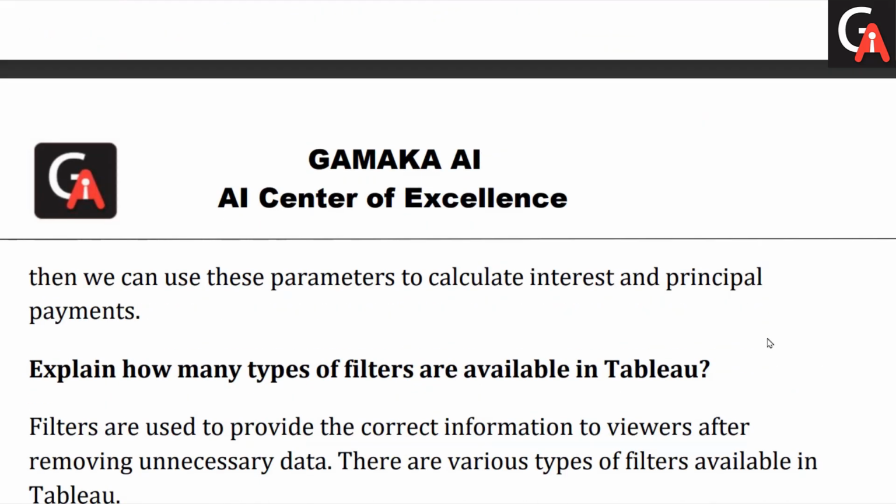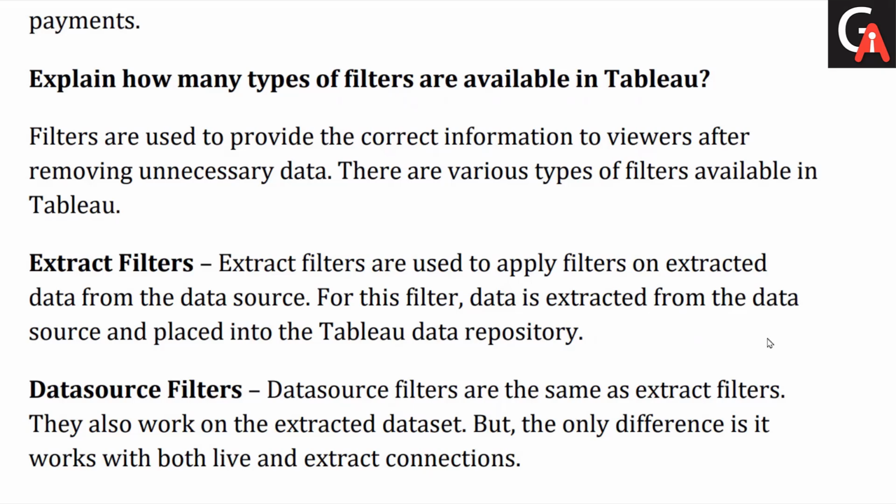Okay, let's move forward with the other questions we have. Explain how many types of filters are available in Tableau. Okay, there is a wide range of filters available in Tableau. First of all, filters are used to provide the correct information to the viewers after removing unnecessary data. There are various types of filters available in Tableau. So the first one is the extract filter. Extract filters are used to apply filters on the extracted data from the data source. For this filter, data is extracted from the data source and placed into a Tableau data repository.